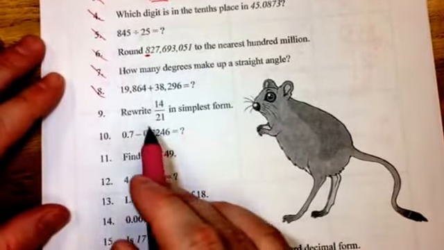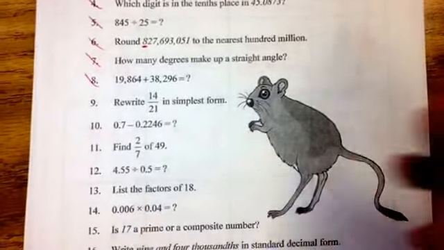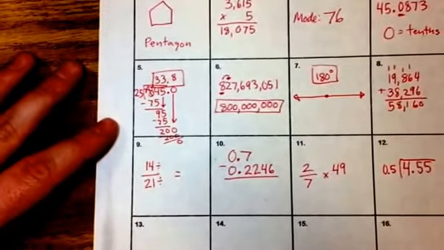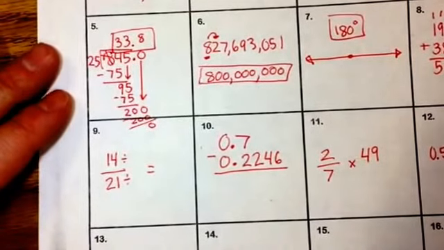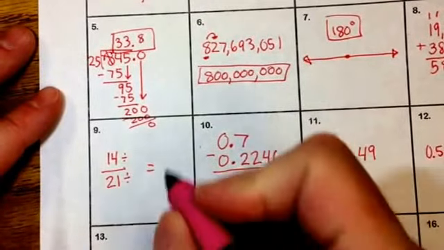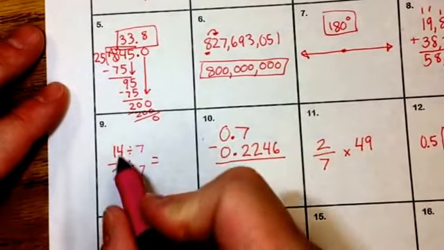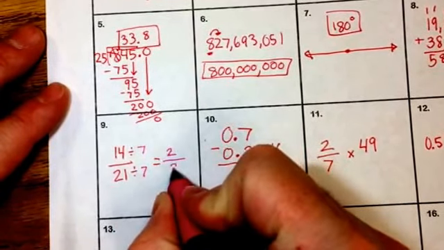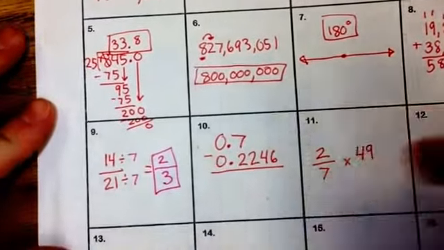All right, problem number 9, we need to rewrite 14/21 in simplest form. And we know that it just turns into a division problem. So I have to think about what number can go into both 14 and 21 to help reduce that, to get it down into simplest form. And I know that number is actually 7. 7 will go into both 14 and 21. 14 divided by 7 is going to give me 2. 21 divided by 7 is going to give me 3. So 2/3 is 14/21 in simplest form.